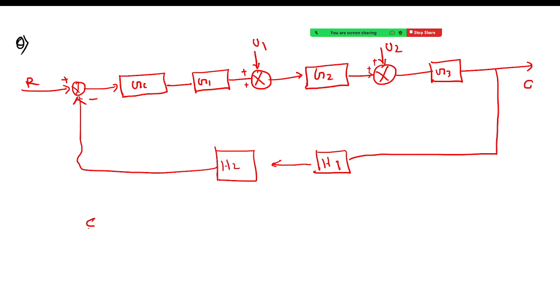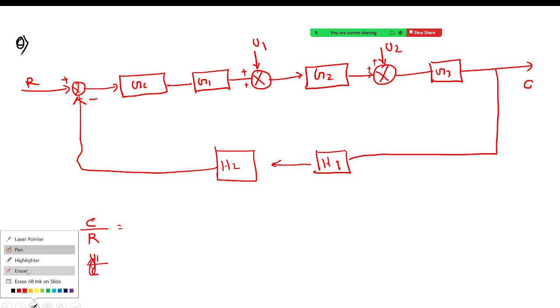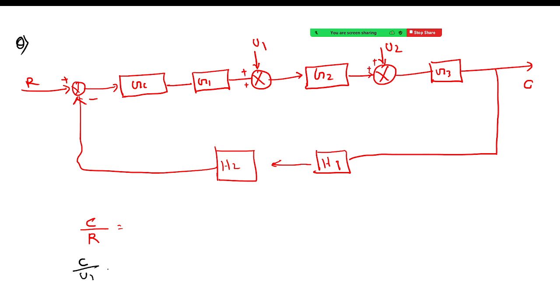So if I tell you to calculate the value of C by R, and since two loads are there, C by U1 and next C by U2, what will be the value? Tell me. I hope this is very clear to all of you. This one is your H1, this one is your H2. I won't be solving the whole problem, I will just be writing the steps. But you should at least try once. Please try.